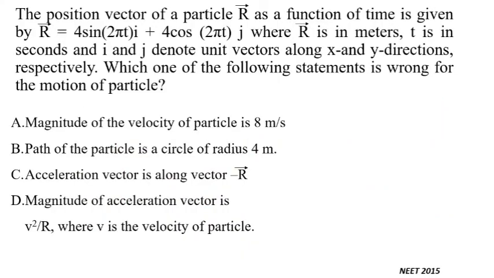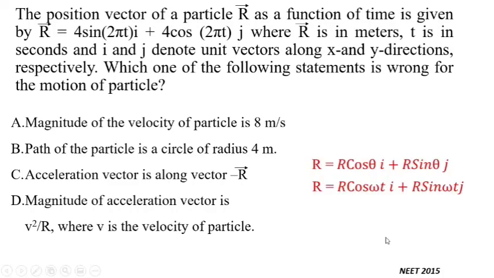Next problem, the position vector of a particle, vector r as a function of time, is given by vector r equal to 4 sin 2 pi t i plus 4 cos 2 pi t j. So this is the form of the position vector for circular motion. So this is a clear case of uniform circular motion where r is in meters, t is in seconds and i and j denote unit vectors along x and y directions respectively. Which one of the following statements is wrong for the motion of the particle? So you need to find out the wrong statement.